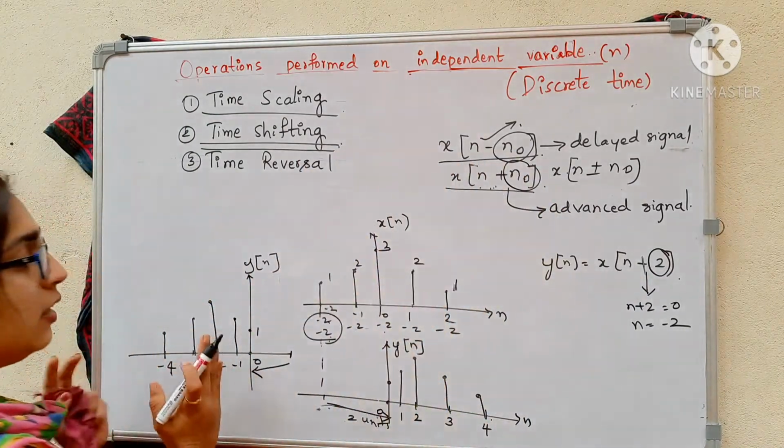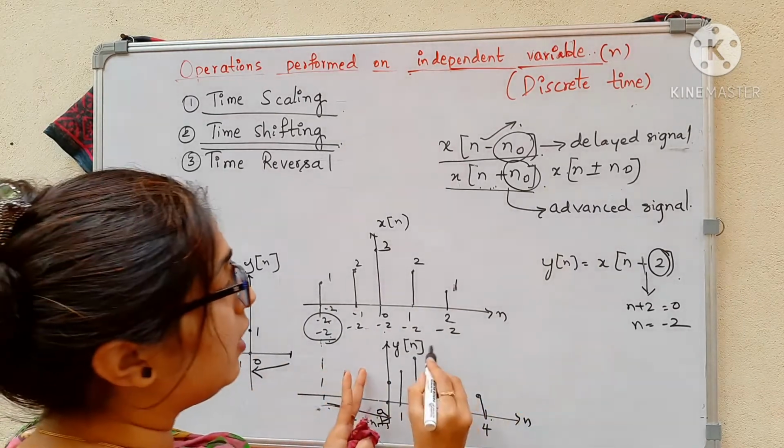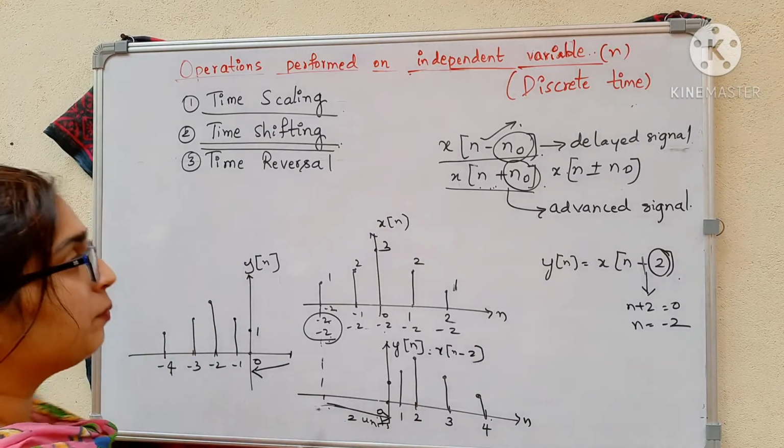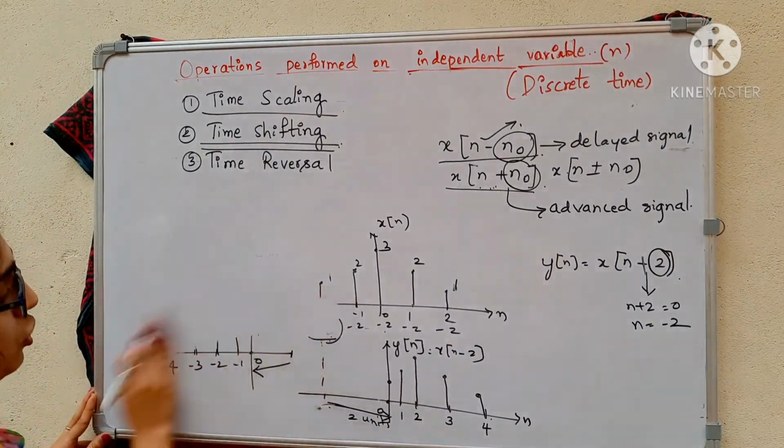So you are going to get the advanced version here, and here x of n minus 2, we are going to get the delayed version. Okay, this is all about the time shifting.